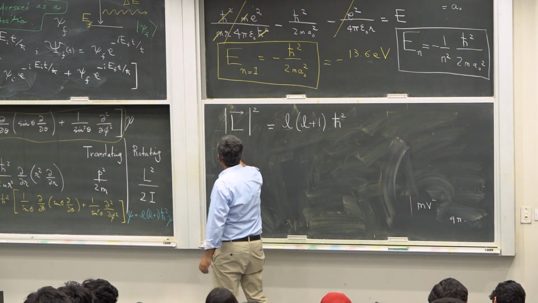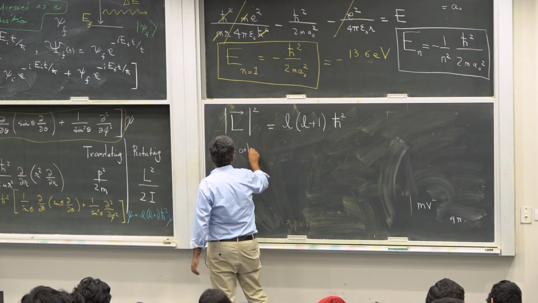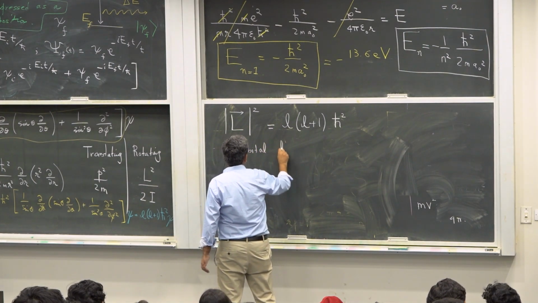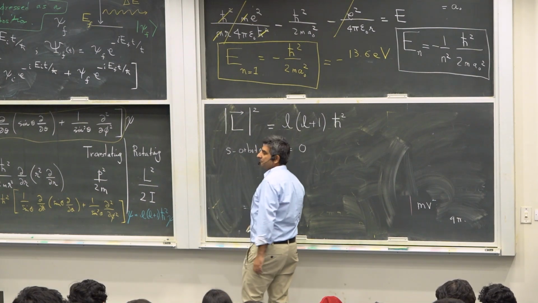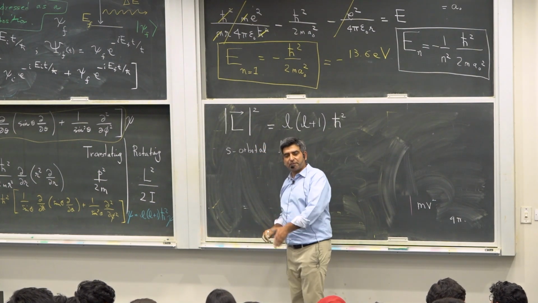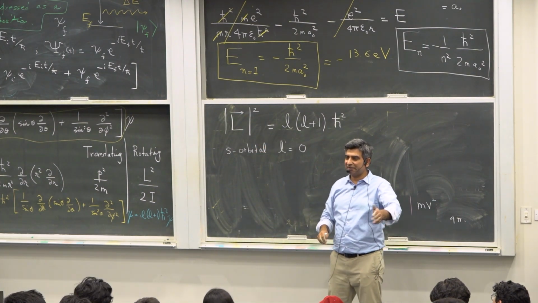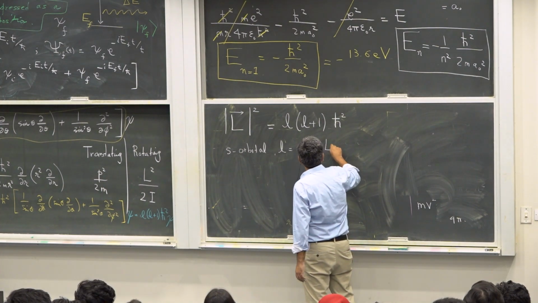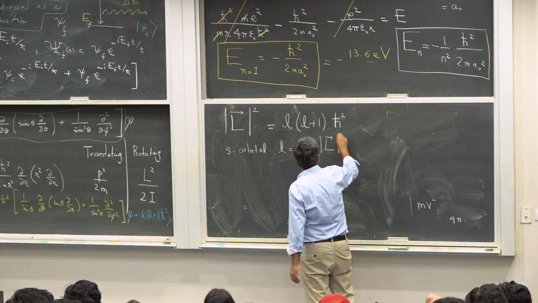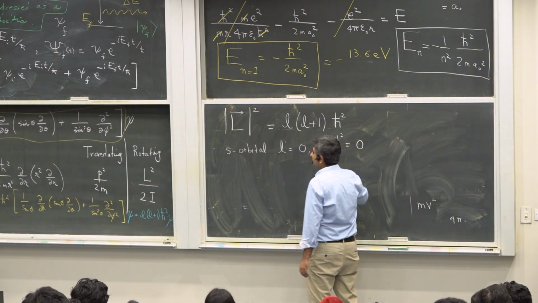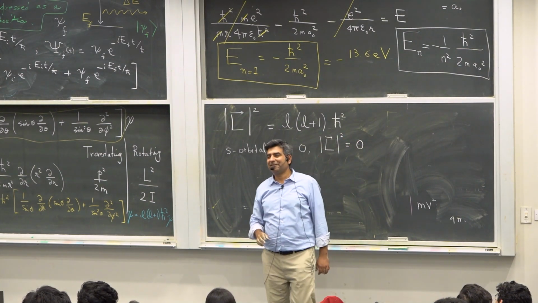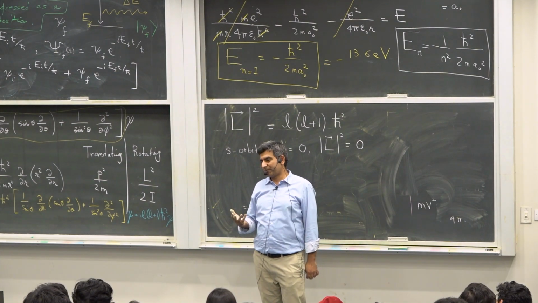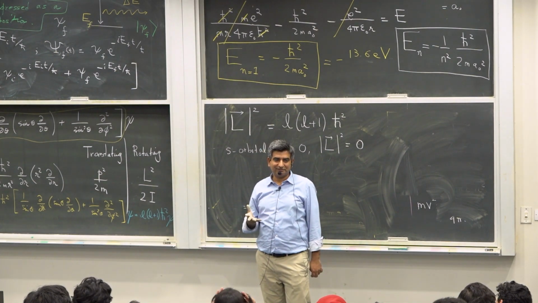Therefore, if I have an s orbital, an s orbital has L equals 0. It could be 1s orbital, 2s orbital, 3s orbital. So an s orbital has L equals 0. The modulus square of the angular momentum is 0. So such an electron does not have an orbital angular momentum if it's in the s orbital.